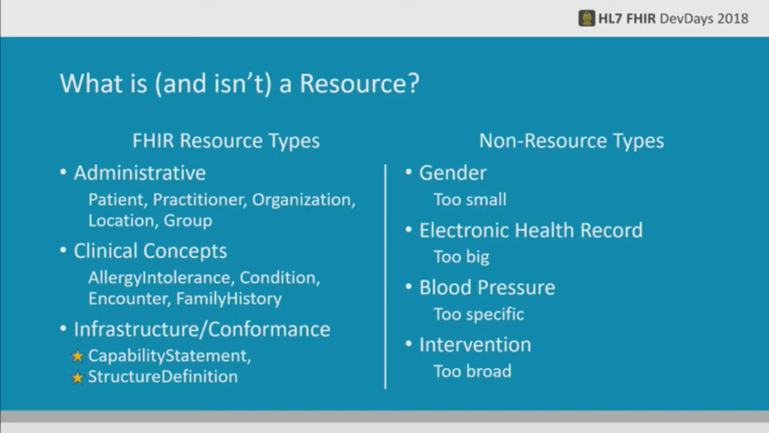Now, what are some non-resource types? Well, if you think about it, things that are very small, like little attributes like gender and so forth. Things that are too big, like electronic health record. Well, those are collections of other different resources brought together into a bundle or a collection. Blood pressure, which I heard, is an observation. It's a specific type of observation, but there is no specific blood pressure resource type because it's just a type of observation. Okay? Intervention, again, think of care plan, think of something bigger in nature where you have lots of collections of other resource types.